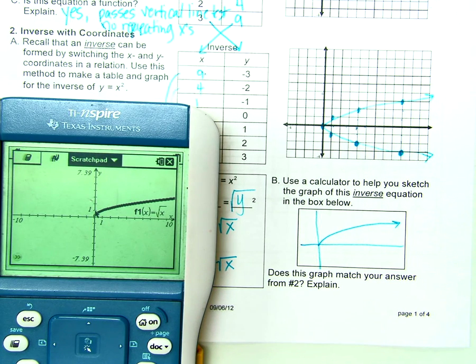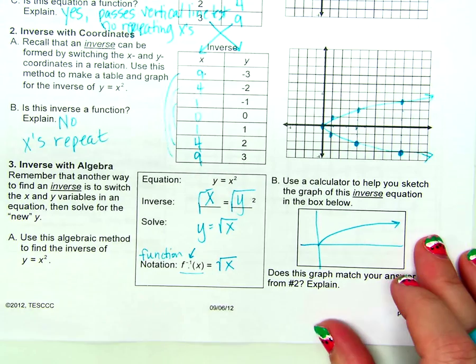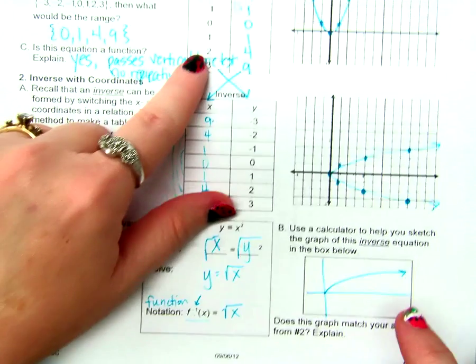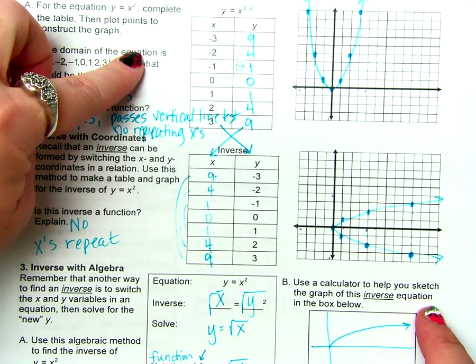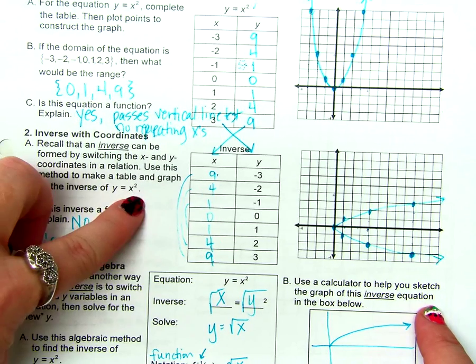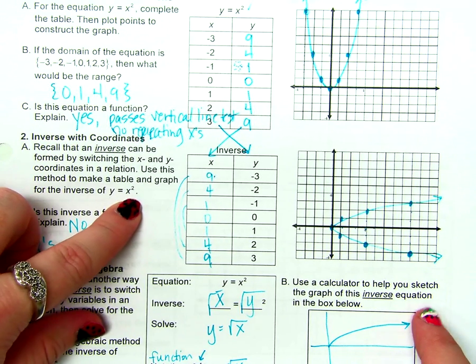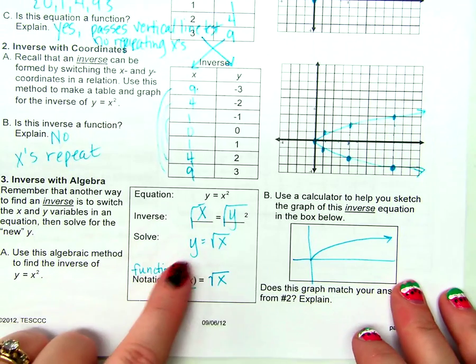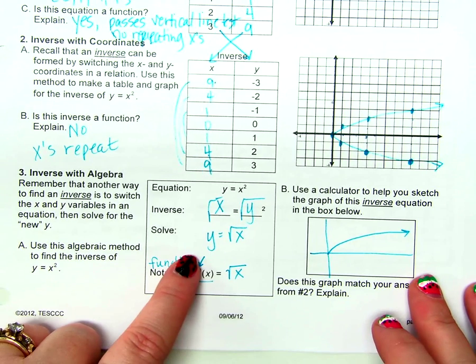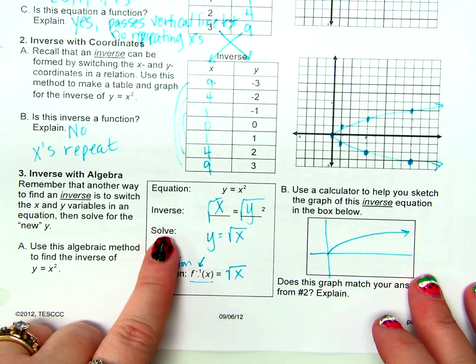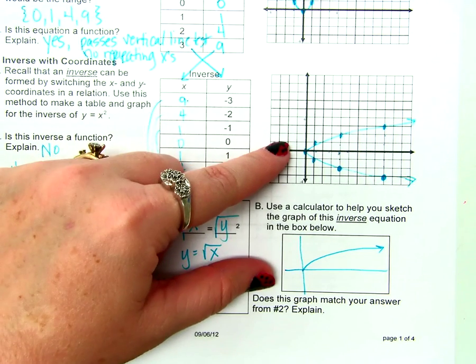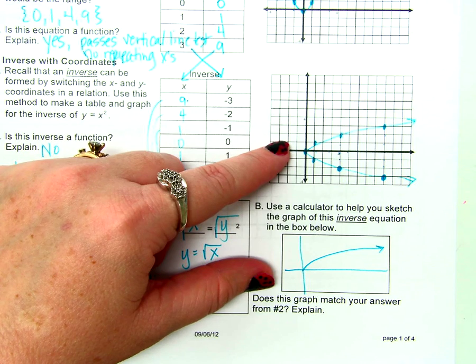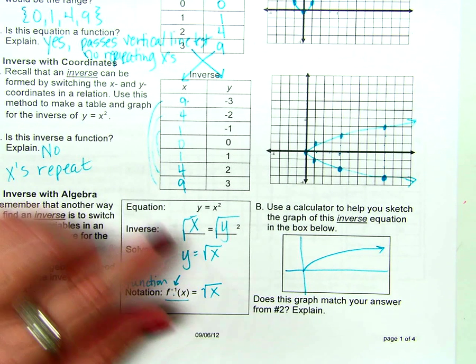And I'm going to ask you a rather strange question. What did we do from problem number A here to problem number A here? I switched x and y. What did I do in problem number 3? I switched x and y. Look at their graphs. Do they match? Do they match?